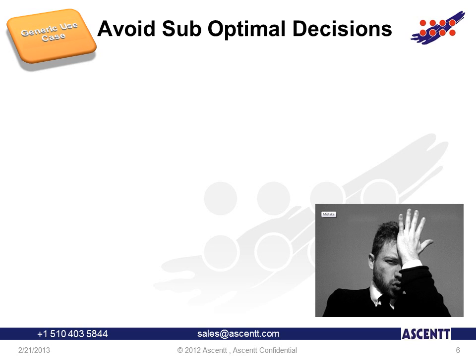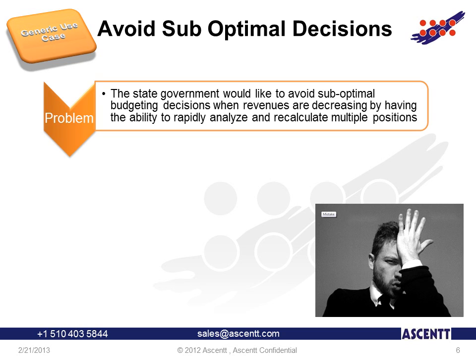And what does that mean? It means you can close faster, or you can take the same amount of time, but you can plan for lots of different positions. And this is really the essence of the use case we're going to look at now. The state government would like to avoid suboptimal budgeting decisions when revenues are decreasing by having the ability to rapidly analyse and recalculate multiple positions.